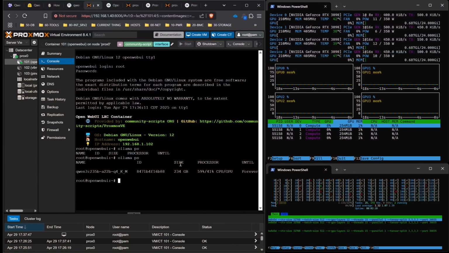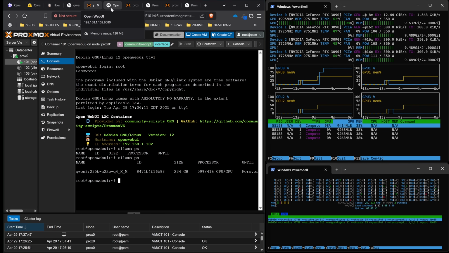Let's take a look at our Llama PS. So this is 59% right now on the CPU and 41% on the GPU. So we will definitely see an impact on the performance as a result of that, because this is 234 gigabytes total that we've got loaded right now. Like I mentioned, 256 gigabytes is actually very possible to load this up into. So do keep that in mind if you're interested in doing something like that. Whole thing kicking off here.